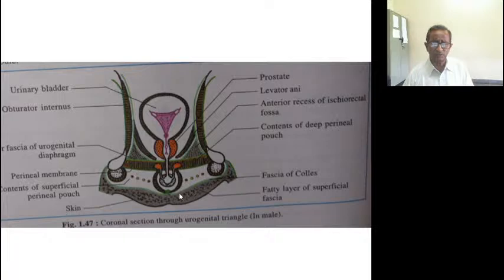So this is the superficial perineal pouch between the perineal membrane and fascia colles, whereas this is the deep perineal pouch between the superior fascia of urogenital diaphragm and the perineal membrane. So this deep perineal pouch contains sphincter urethrae and deep transverse perineal muscle. So it is nothing but the urogenital diaphragm, whereas this superficial perineal pouch is having the ischiocavernosus and bulbospongiosus, and then superficial transverse perineal muscles and some vessels and other things, and this is in between the perineal membrane and the fascia colles.